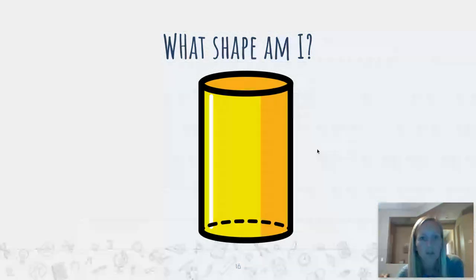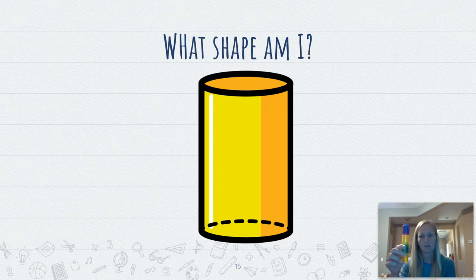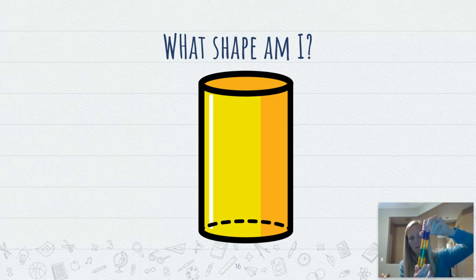All right, let's look at this one. What shape is this one? And I found this in my house. It's a little toy. This is an example of the same shape that you're seeing on the screen right there. Think about what kind of shape that is.